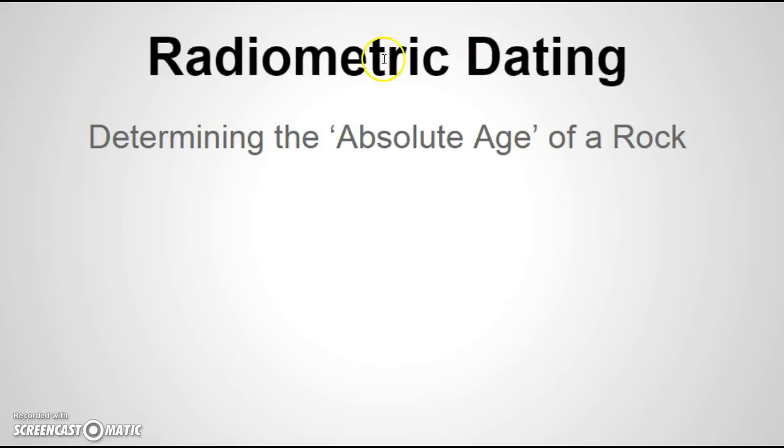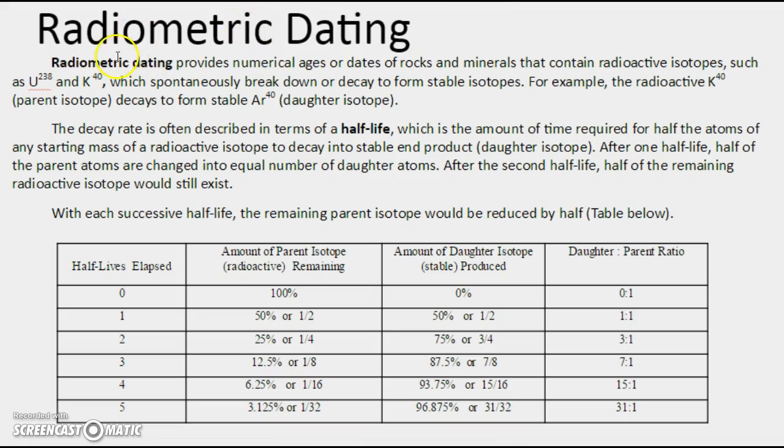Here we're going to look at radiometric dating, which is determining the absolute age of a rock, and we can find this activity in our binder. We use the principle of radiometric dating to provide a numerical age to date the rocks and or minerals that contain the radioactive isotopes, such as uranium-238 and potassium-40.